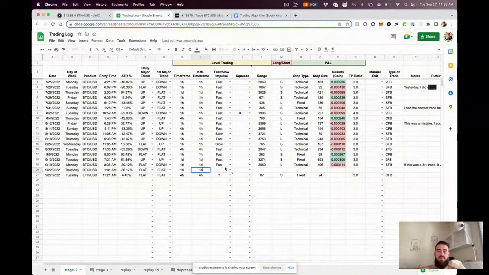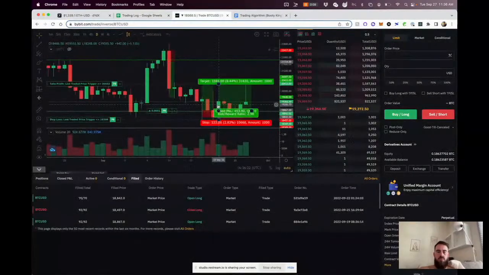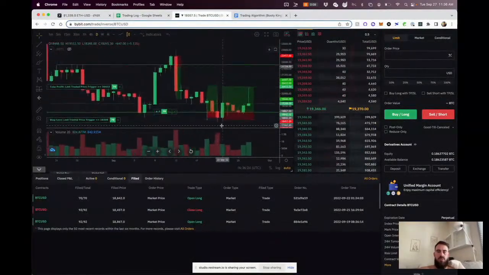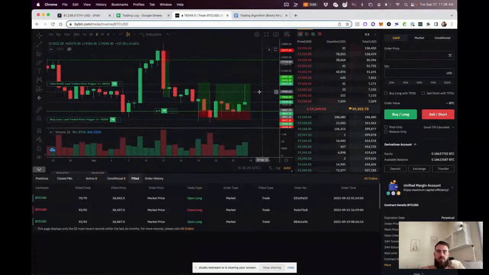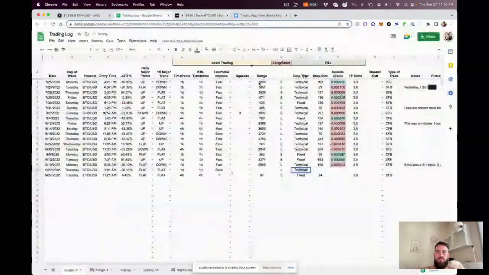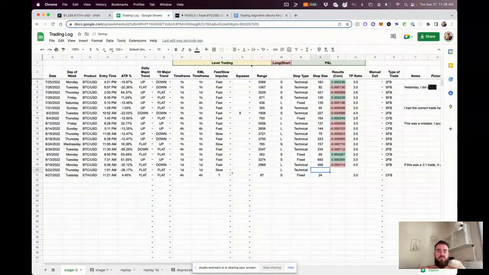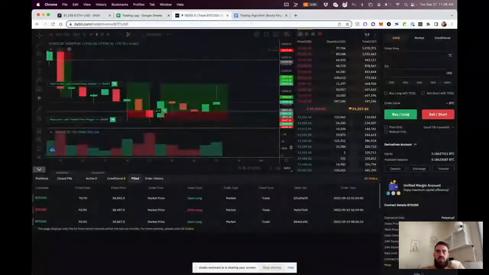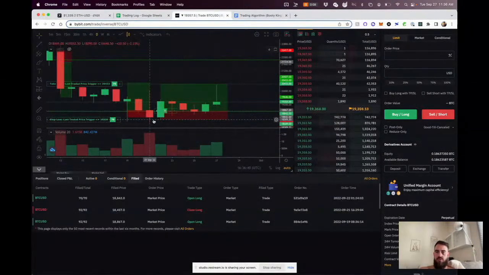Okay. Slow impulse, going long. I don't remember what this is. A technical one, so technical stop. Yep. Oh, so close. That hurts. Technical. And that's an entry of 18842.